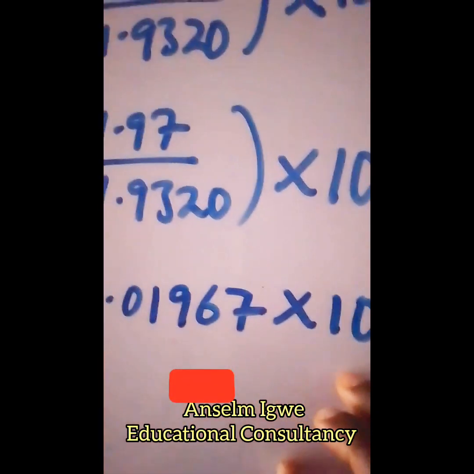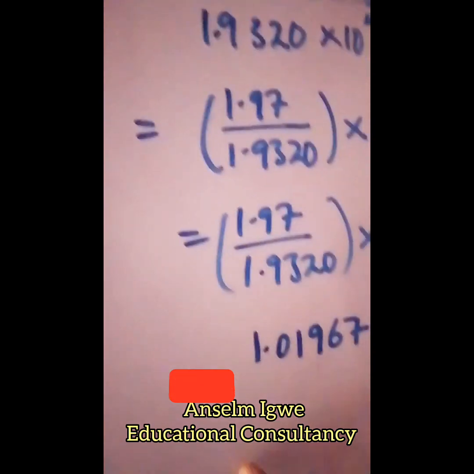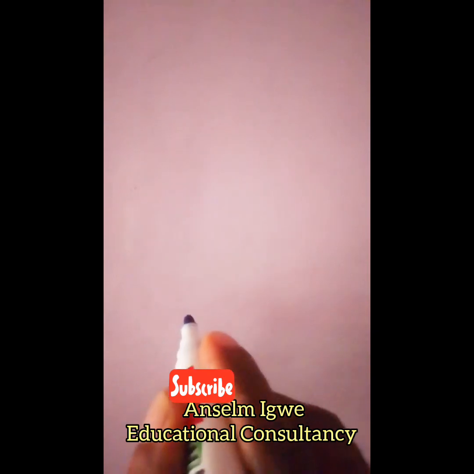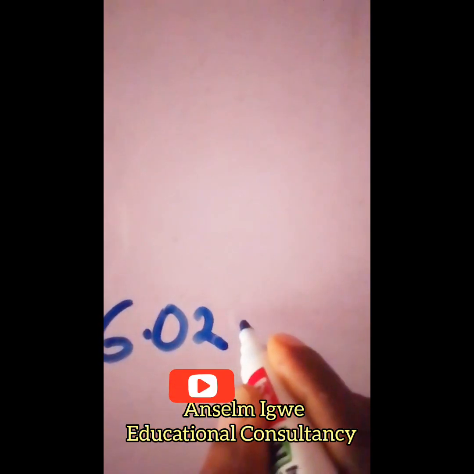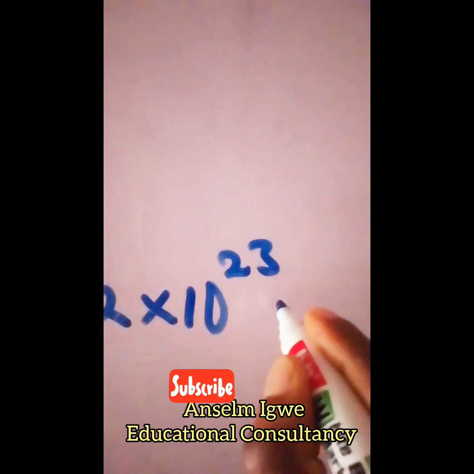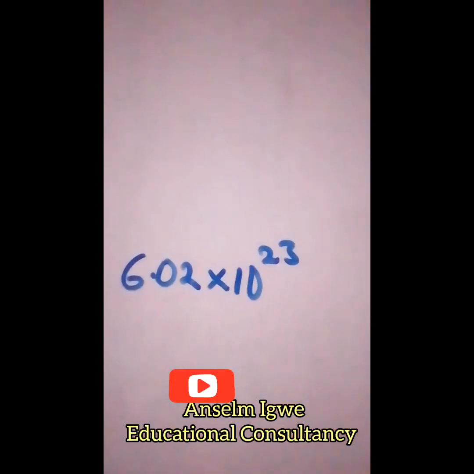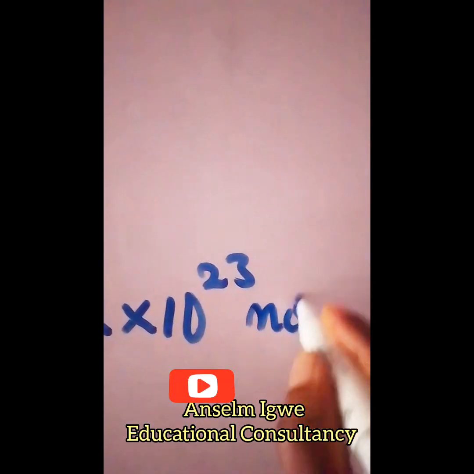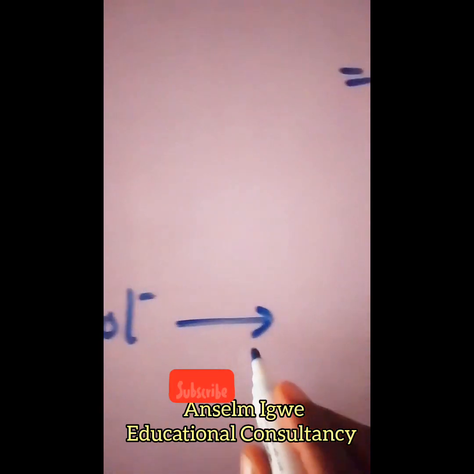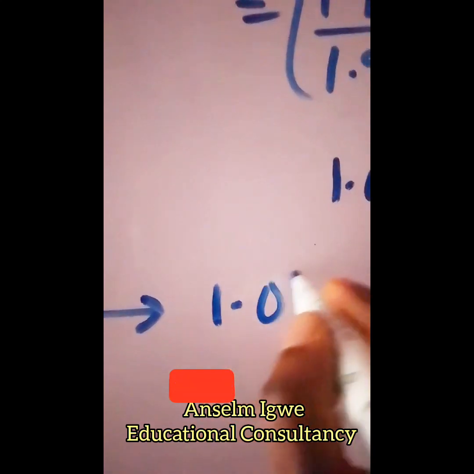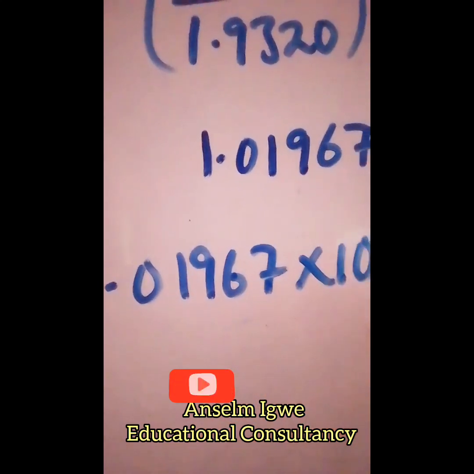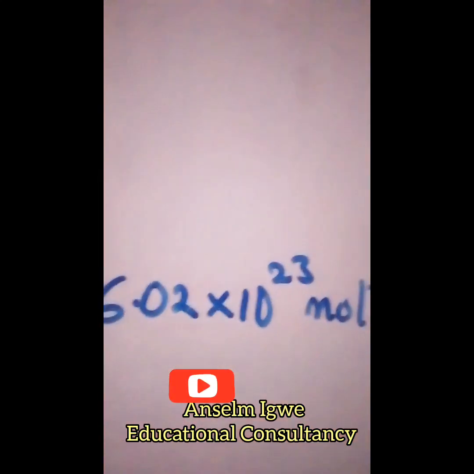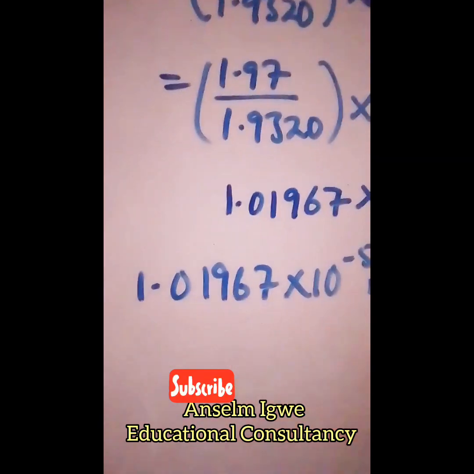Meanwhile, this is the volume that occupies 1 mole of gold. And 1 mole of gold contains the Avogadro number of atoms. Recall Avogadro's number, 6.02 times 10 raised to power 23. So this is the exact number of atoms in 1 mole. So we say per mole is the number of atoms that occupies this particular molar volume, 1.01967 times 10 raised to the power minus 5 cubic meter per mole.